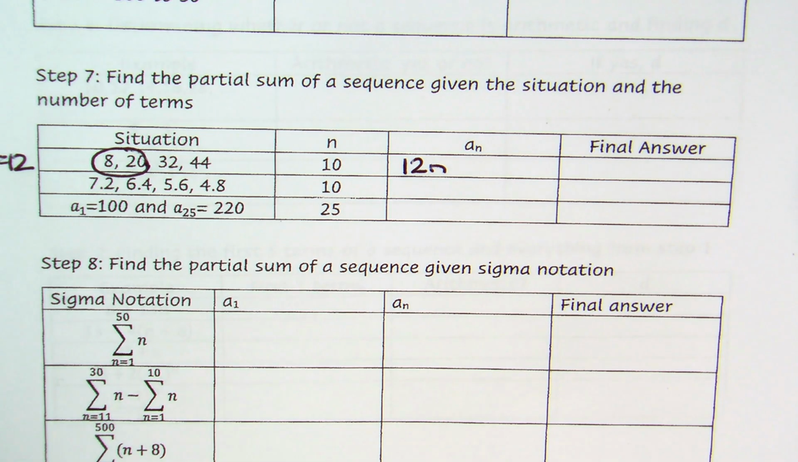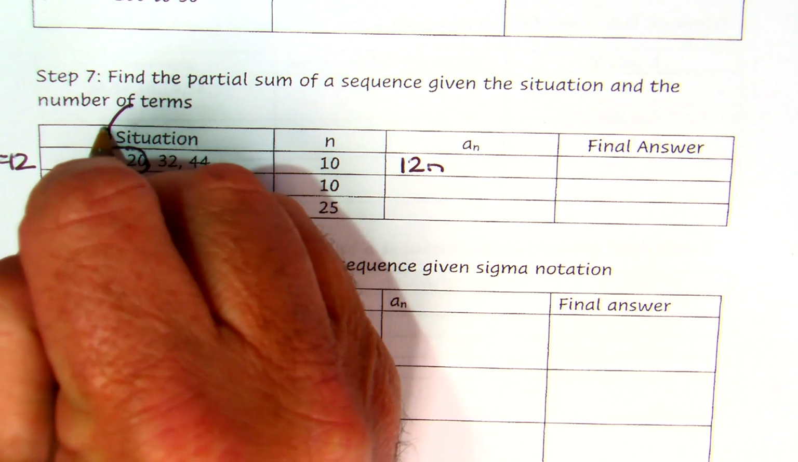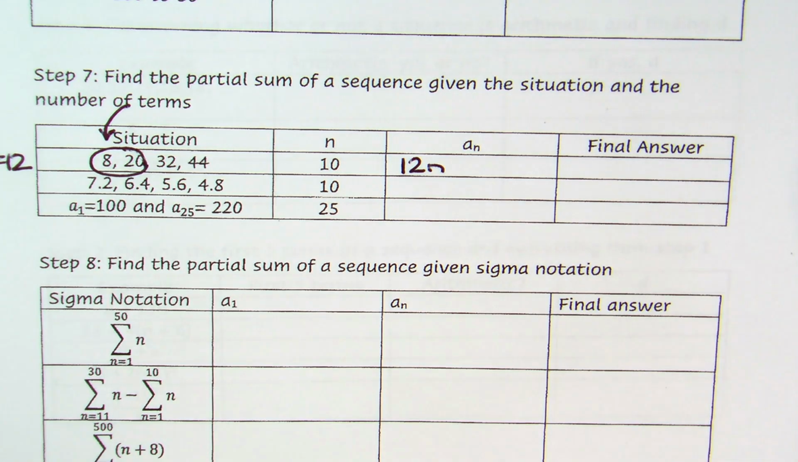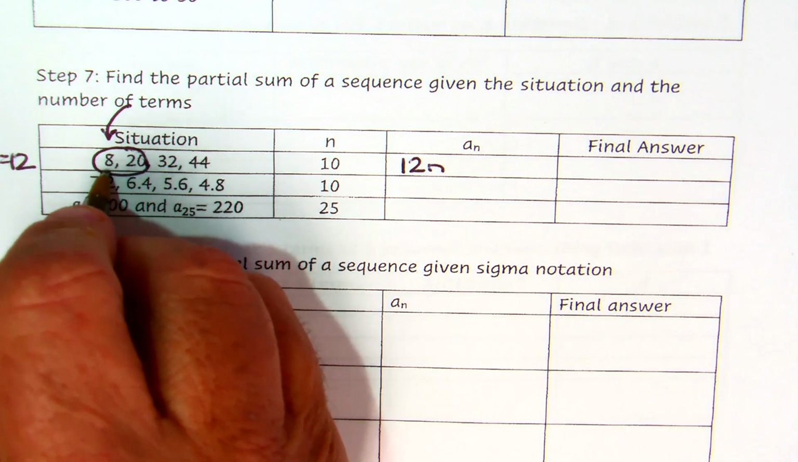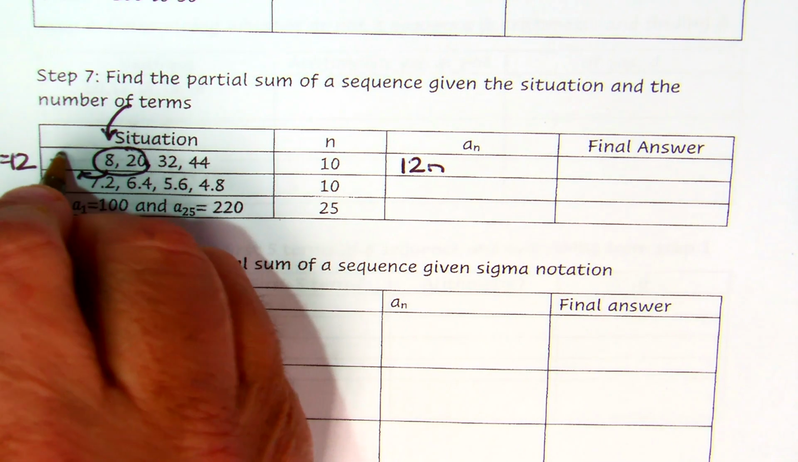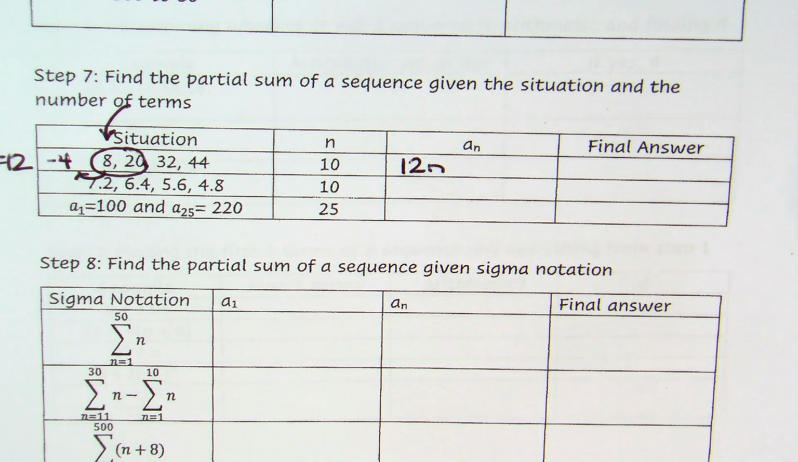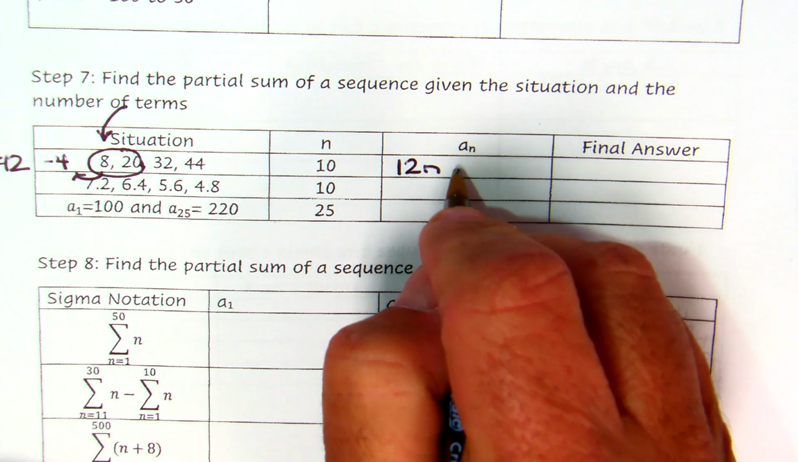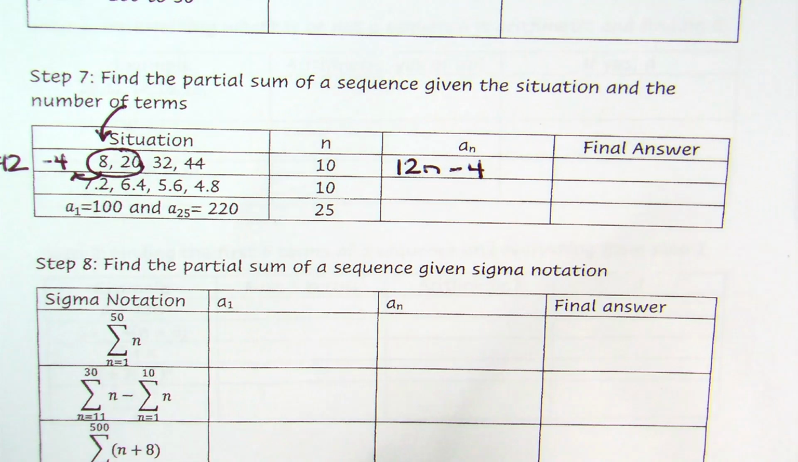And then to finish the function, I have to figure out how I either get from 12 to 8, or I go 12 in the other direction. Either way, I end up with negative 4. So a to the n is defined as 12n minus 4.